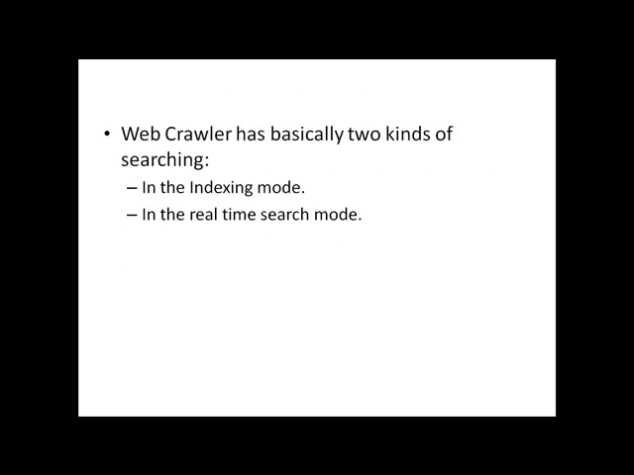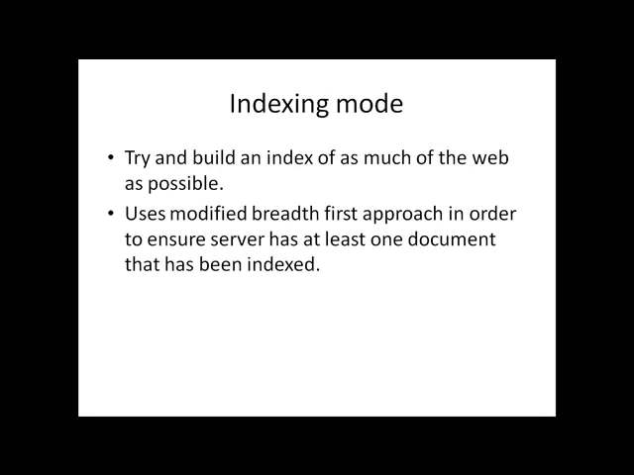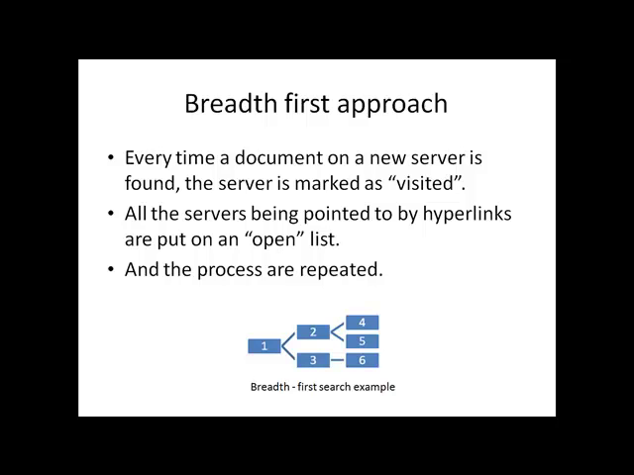There are two modes in which a web crawler executes. They are the indexing mode and the real-time searching mode. In the indexing mode, the main purpose is to go through the web and create an index based on a breadth-first approach. The breadth-first approach is used for the following purpose. Suppose we have limited space to store only 100 index values. This makes sure that these 100 values come from 100 different websites, but not from the same one.